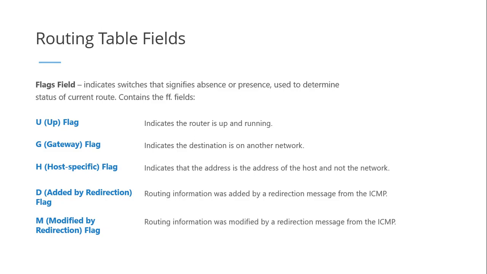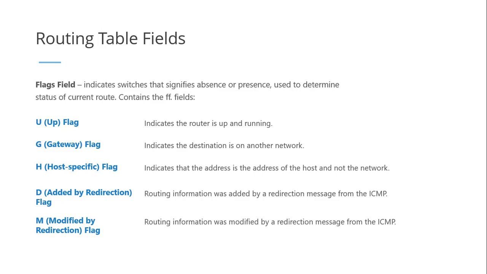So the flags field contains 5 different flags. The first is the U flag or the up flag. This pertains to the availability of the router for that specific route. So for a specific route, the next router is actually associated with that route. The up flag is the one needed to determine if the router connected to it is actually up and running. So if it's not running, we won't be sending the packet that way, even though it has the lowest cost, as it is temporarily or at the moment disconnected.